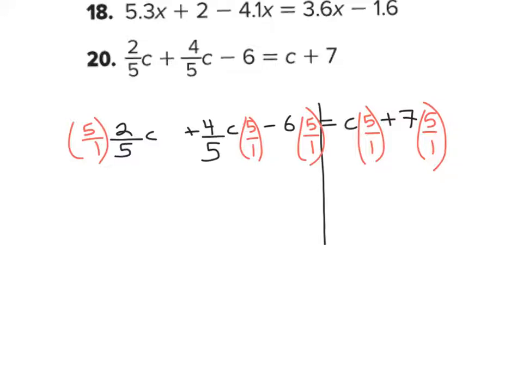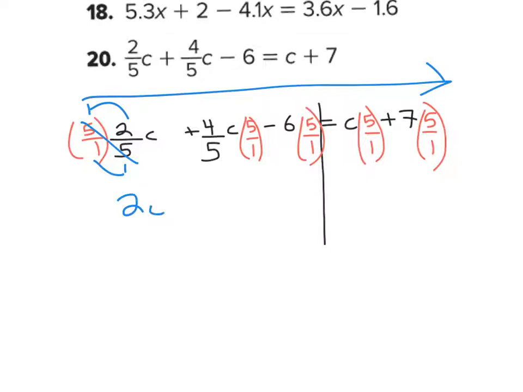So let's work from left to right and rewrite the problem. My 5's cancel out. 1 times 2 is 2 over 1, 2c is what I'm left with. Now I'm going to take care of my second term. My 5's cancel, and I'm just left with a 4c over 1, or 4c, and then I've got my minus sign. 6 times 5 is 30, so minus 30. Now on the right side I have c times 5, which is just 5c, and then I have plus 7 times 5, which is 35.